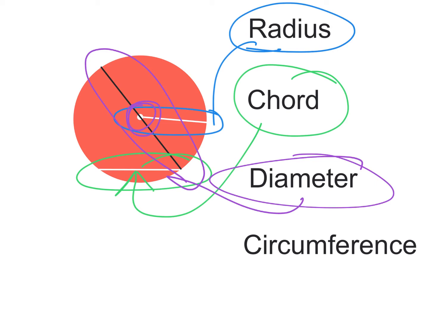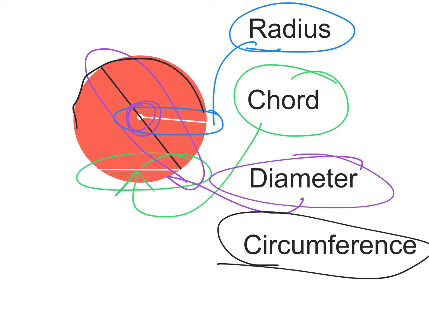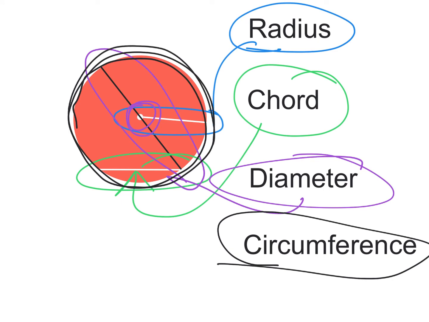And our last vocab term is the circumference of the circle. And the circumference of the circle would be the distance going around the outside of the circle. And that would be like one revolution of the circle. If the circle would roll, how far or how much going around the circle you would be able to measure.